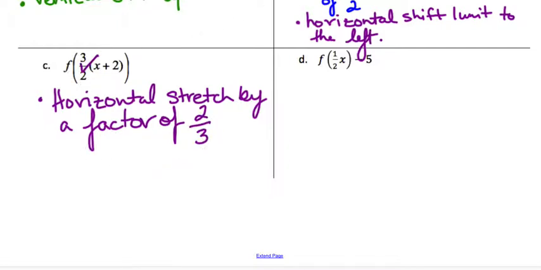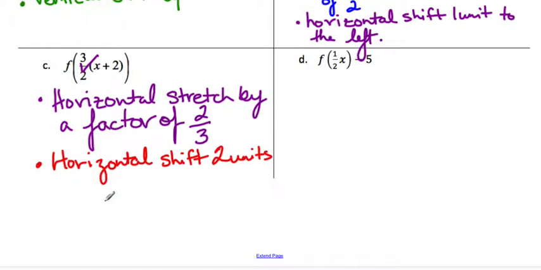That one is done. So let's do the next one, this plus 2. So again, inside the function, so it's going to be horizontal. It's a horizontal shift, 2 units to the left. We've done the plus 2, so we're done that function. There was only 2 transformations, only 2 bullet points.